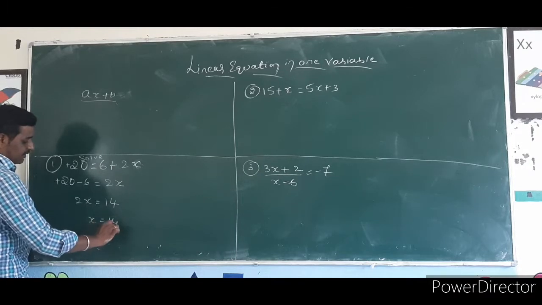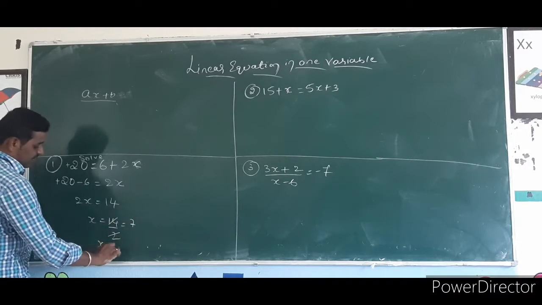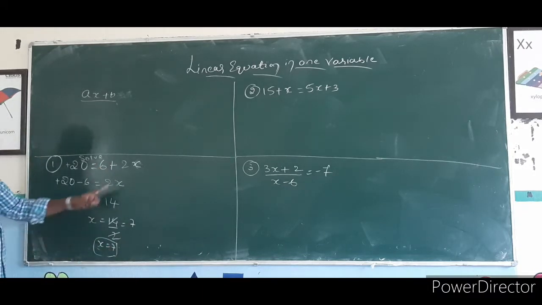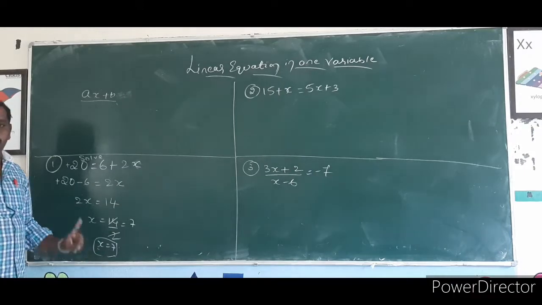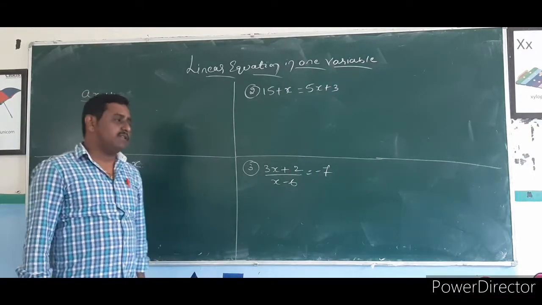x is equal to 14 by 2. 2 ones are 2, 2 sevens are 14. What is the value of x? That is 7. So you will get only one solution. You can try the next problem also.